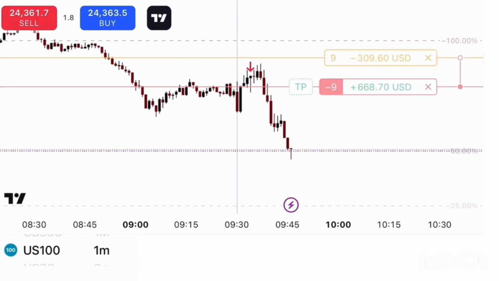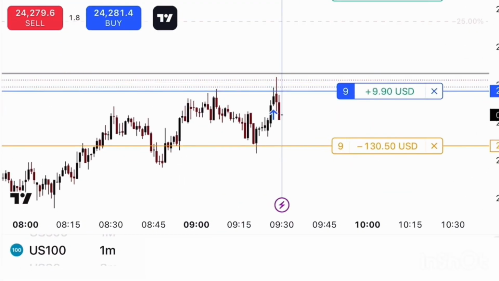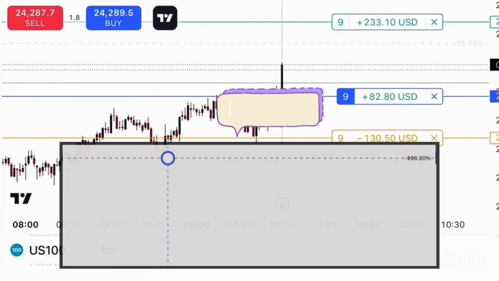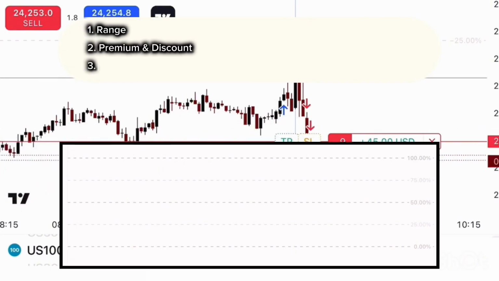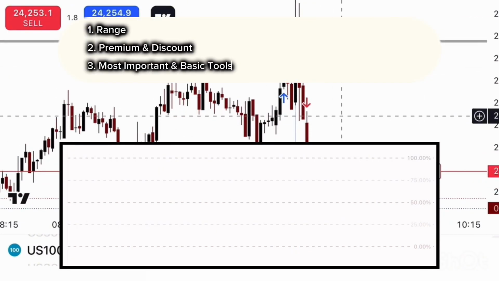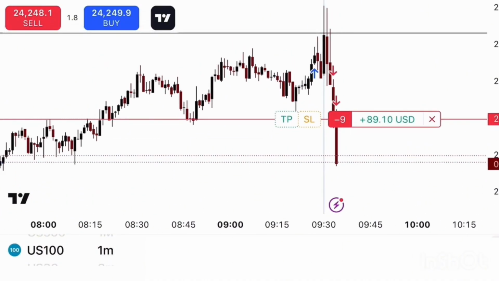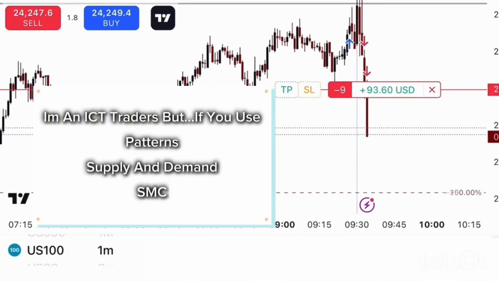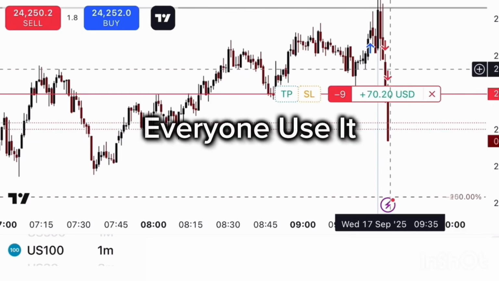Most of you might not use it just because it's so basic and simple and doesn't feel high-tech. But basics are always one of the most important parts of any skill. The tool I'm talking about is the Fibonacci, which you can find even in MetaTrader. It shows you your range, shows you where premium and discount is, and most importantly, it's one of the most important and basic tools in trading. And every trading strategy uses it, just in a different way. I'm an ICT trader, but if you trade patterns or supply and demand or SMC or whatever, all strategies and all time frames use Fibonacci.